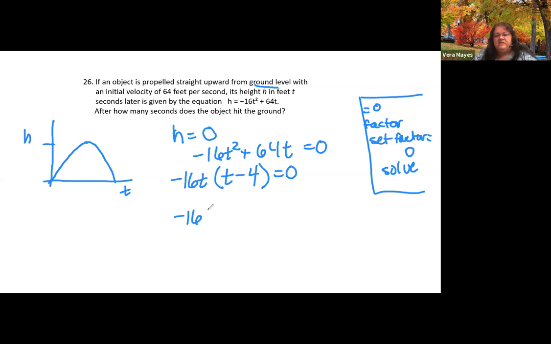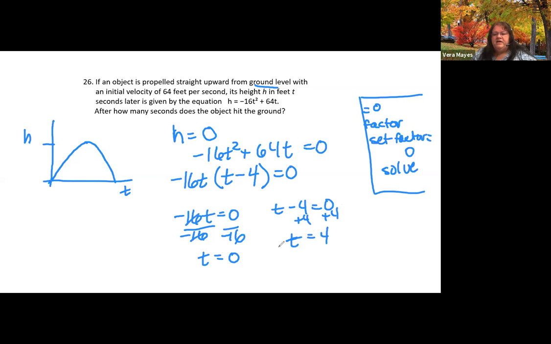So now I just set my factors equal to 0 and I solve them. So this one I just need to divide by that negative 16. So t equals 0. And here I add 4. Okay, so now we've got 2 answers. I need to see which one makes sense.